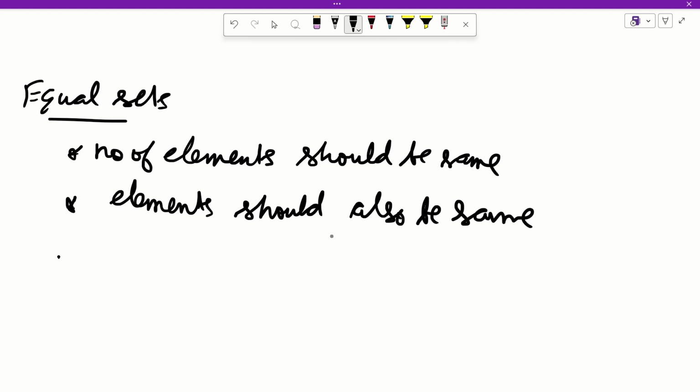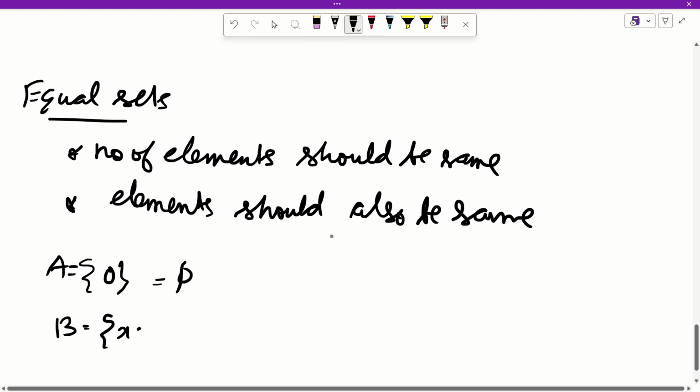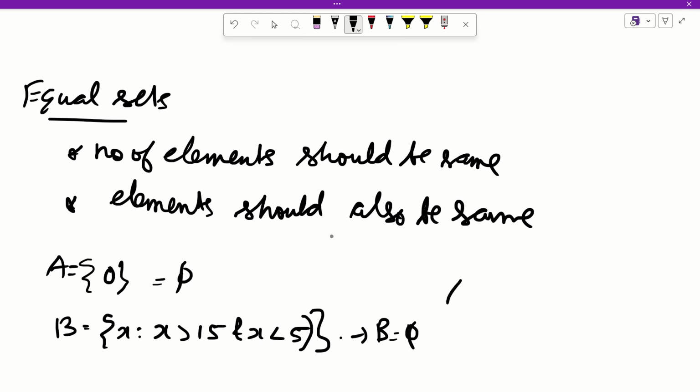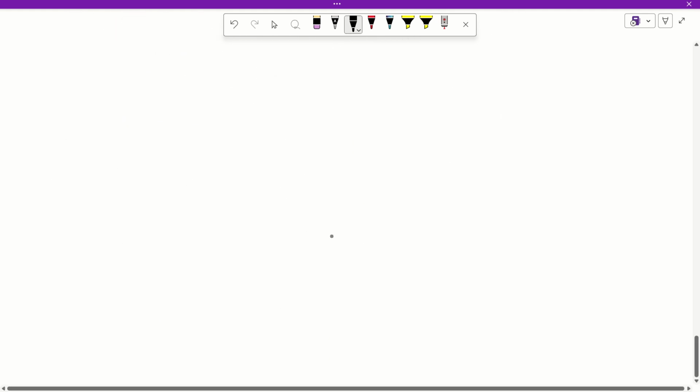Okay, let's say A is equal to the set {0}, which means what? It's a null set. B is equal to the set of x such that x is greater than 15 and x is less than 5. In this case, B is also a null set. Right? There is no number that's greater than 15 and less than 5. So B is also a null set. So we can say that A and B are equal sets. Okay. Let us go to the next topic. It's a simple topic, equal sets.